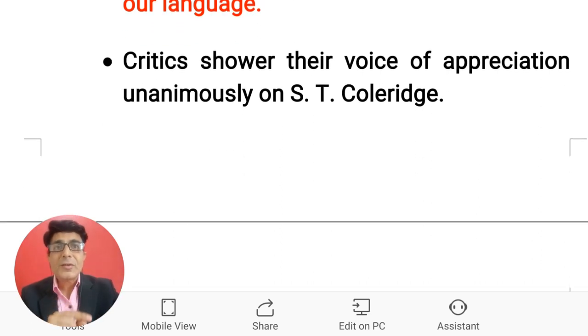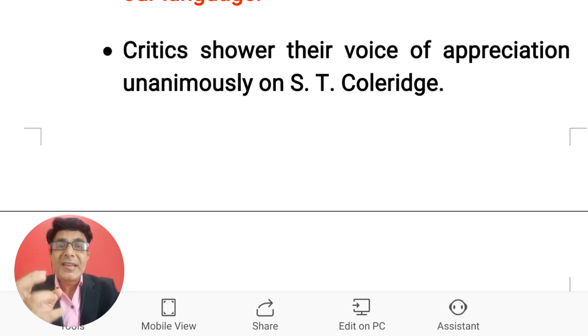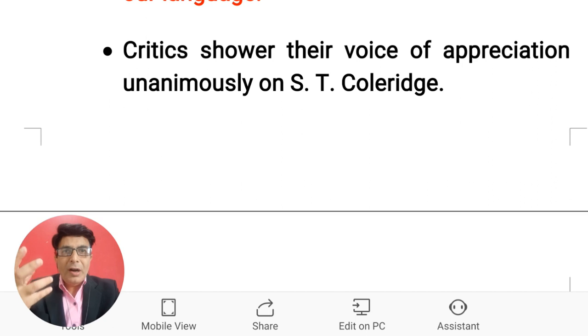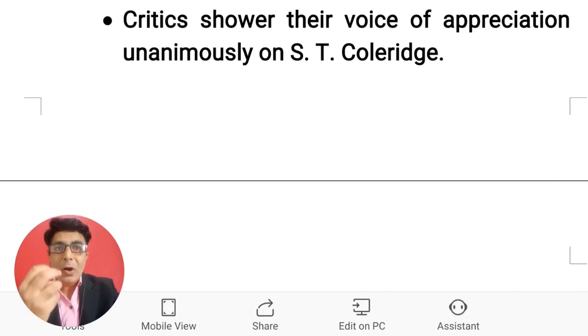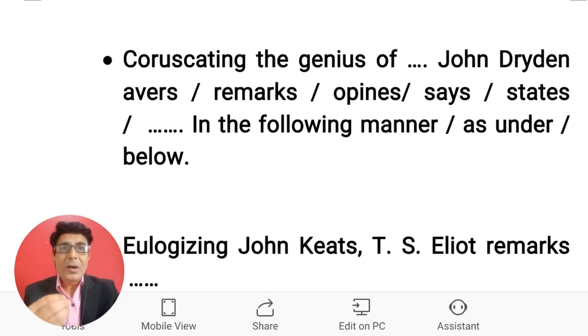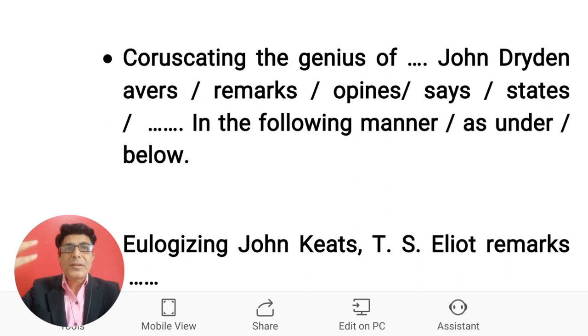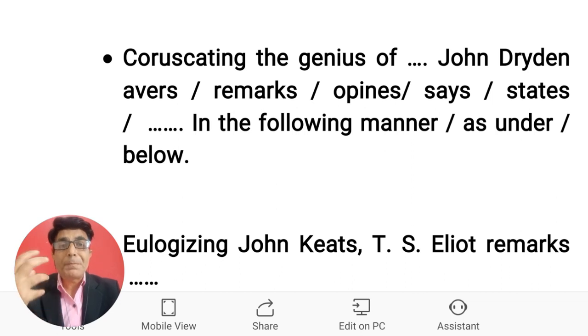Now, to use these quotations, you can begin like these sentences as you can see on the screen. Critics shower their voice of appreciation unanimously. Unanimously means in all agreements, all critics unanimously agree on S. T. Coleridge, right? Or you can begin like this, coruscating the genius of John Dryden. Okay, coruscating means appreciating. You can use these different words.